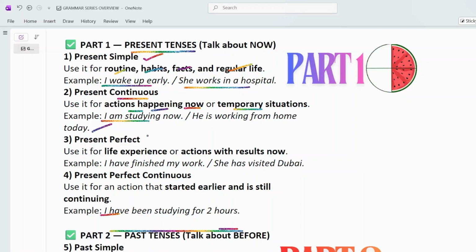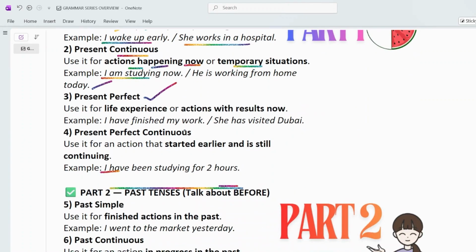The next tense that we are going to talk about will be present perfect tense, where we are going to learn how to use this tense to explain our life experience, or actions with results that are happening now. So, example: I have finished my work, or she has visited Dubai. Probably she has been waiting to visit Dubai. So that's a result. It's a concept. I will be talking about it in depth during the classes, not right now. This is an overview for you to understand what exactly you'll be getting at the end of the day.